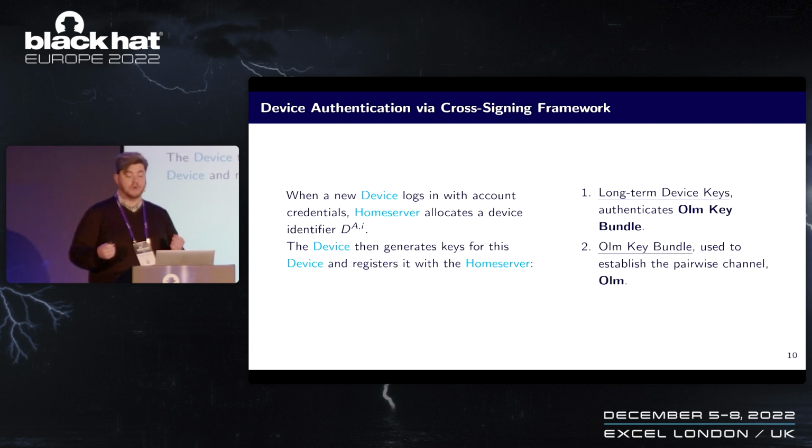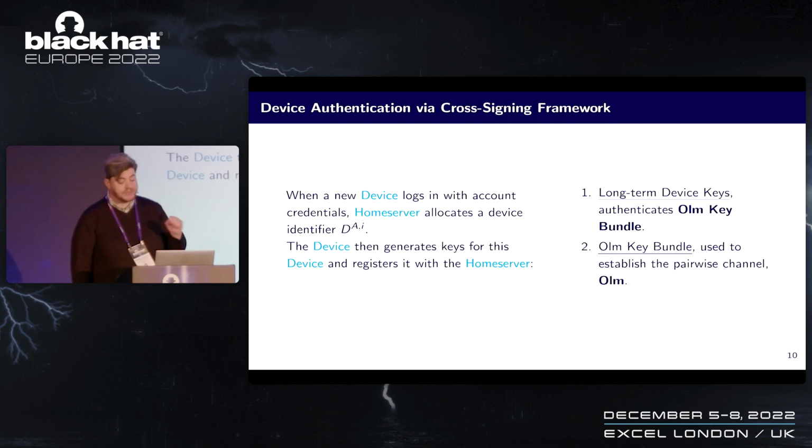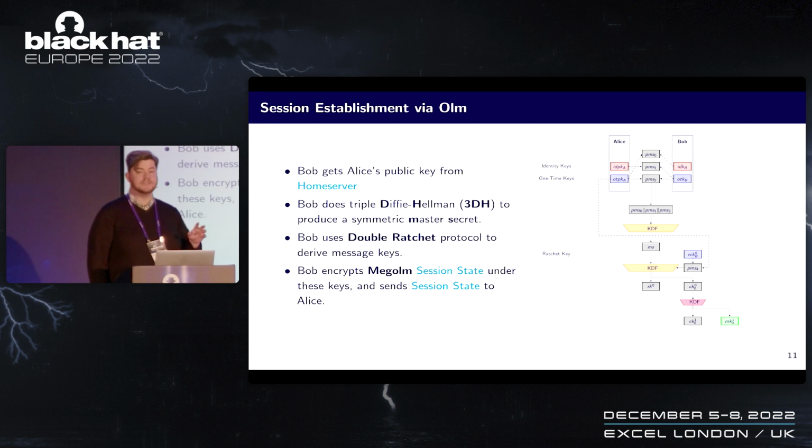Then the device generates per-device keys and registers those with the home server. These are the long-term device keys. These are the things that are being signed by Alice's self-signing key, and also the Olm key bundle. And this is going to be used to establish per-device pairwise channels using the Olm protocol. So how does that work?